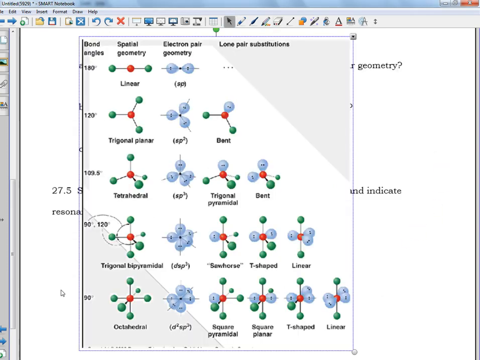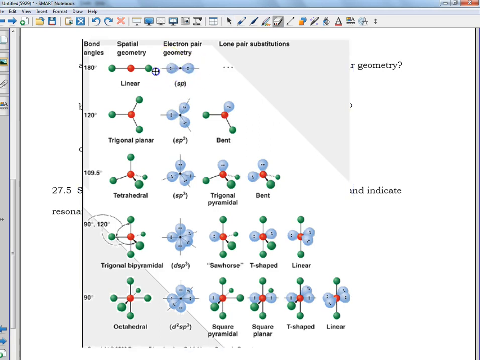So let's talk geometry now. When we talk about electrons, electrons repel each other. So they're going to orient in space as far away from each other as they can. If you have 2 bond areas, they're going to orient as far apart as they can. They'll be 180 degrees apart. If you have 3 bond areas, like that boron trifluoride, they'll orient this way with 120 degree angles.